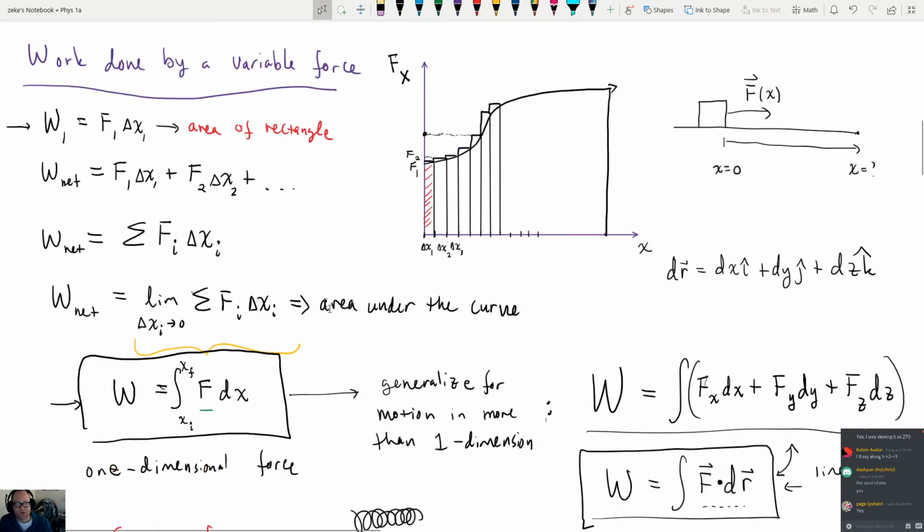That wasn't enough. We had to also include the work done by a variable force. And we needed that because we wanted to include springs, because it turns out that the spring force is a conservative force. So we had to introduce that idea.